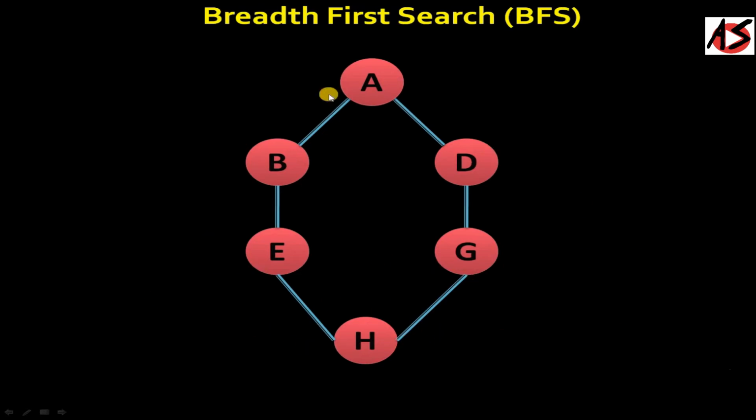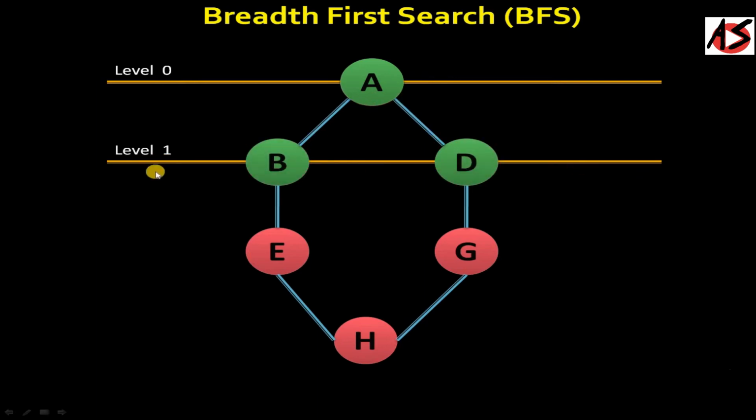So in breadth first search you start traversing the graph from any node. Suppose we start from node A, which we take as level 0. Then you explore the adjacent nodes of A, that is B and D, which are on level 1, so we traverse level 1. Then we move ahead to the second level from A, that is E and G, so we go to level 2, and at last we explore the third level, that is H.